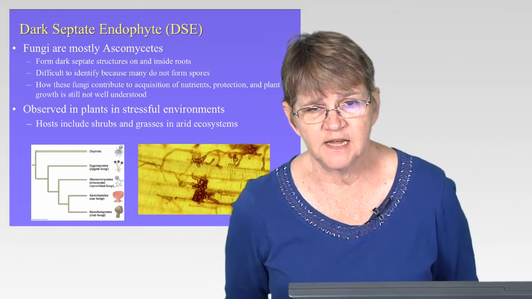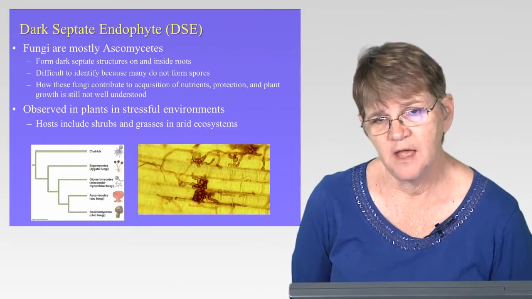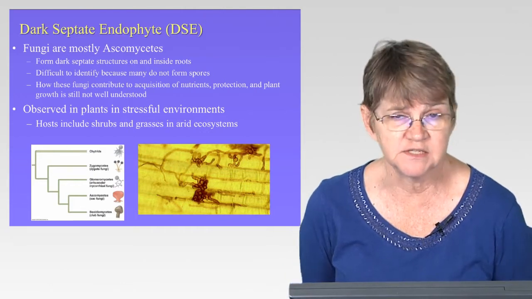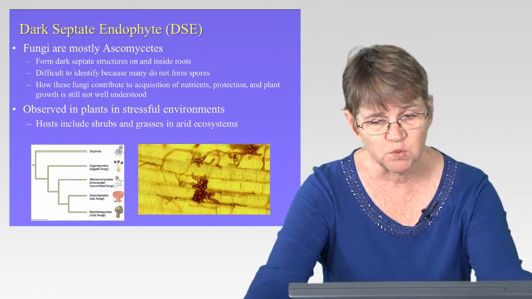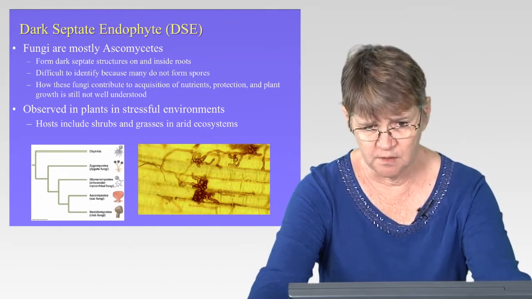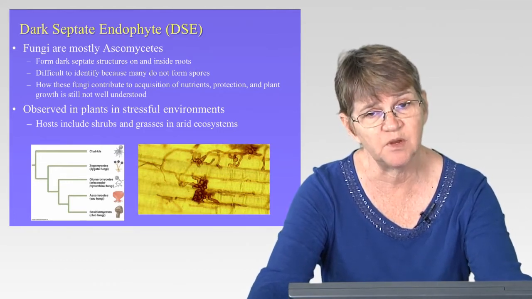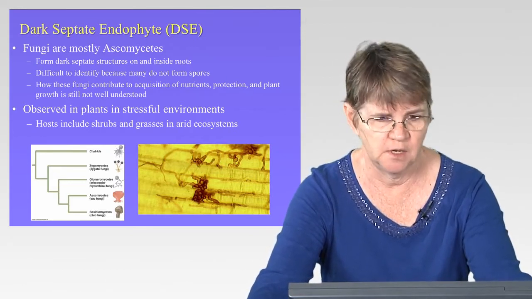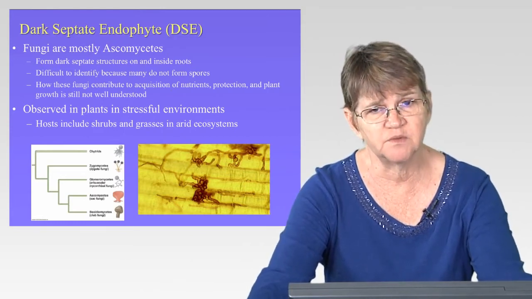What we didn't realize is that inside roots, we also have more hyaline, or non-colored, hyphae, and that doesn't stain with the standard stains that we use for mycorrhizae. So a new staining technique was developed in the early part of this century so that we could visualize these fungi. My lab was one of the first groups to look at these in desert and arid ecosystems, and we found that a lot of the shrubs and grasses in arid ecosystems are colonized with these particular fungi. And it appears to be especially prevalent in plants in stressful environments.